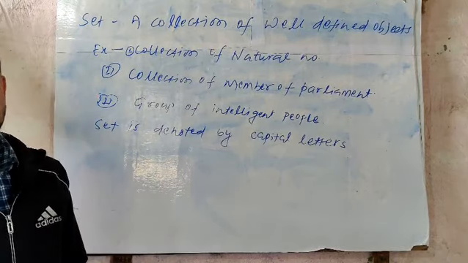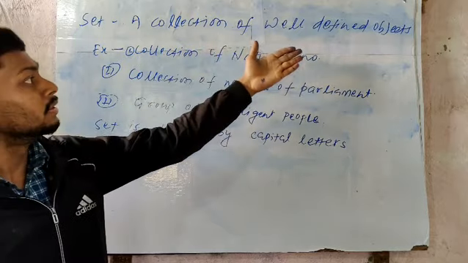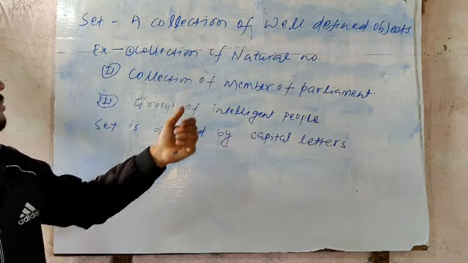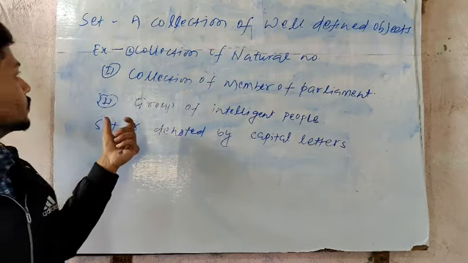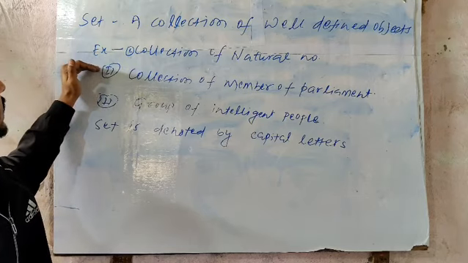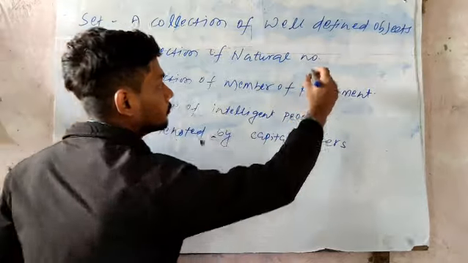First of all, we will see the definition of a set. A collection of well-defined objects is called a set. First, we will see examples of sets. The first one: a collection of natural numbers is a set.